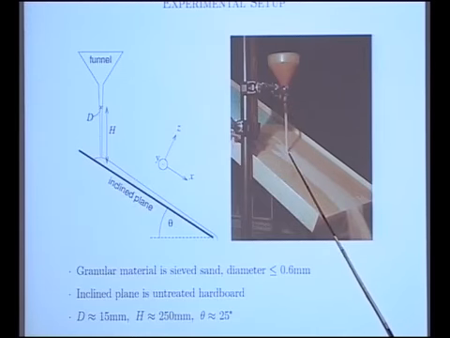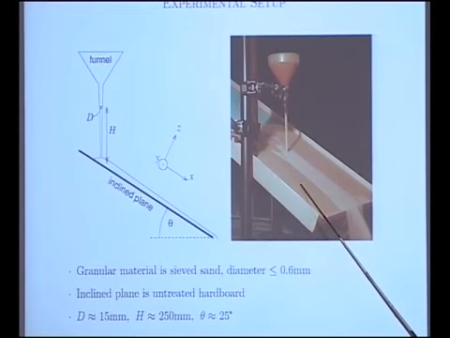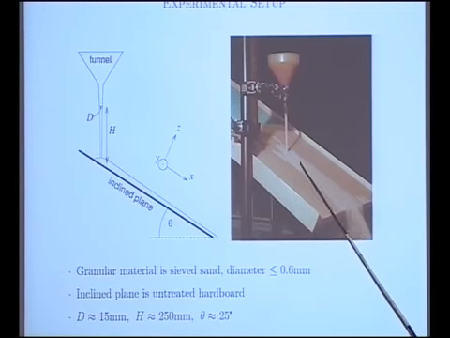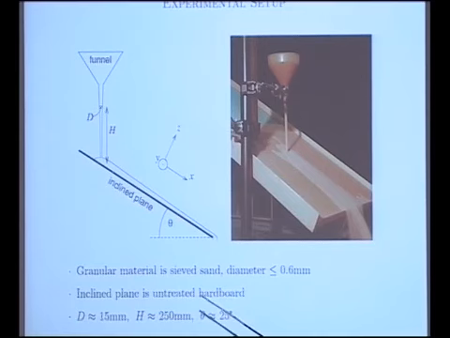distance above an inclined plane, and the material flows from the funnel, impacts the plane at a point, and then forms a flow which goes down the inclined plane. The plane is untreated hardboard, so it is rough, perhaps on a scale of 0.2 millimeters. So it's not a very frictional surface, but neither is it perfectly smooth.